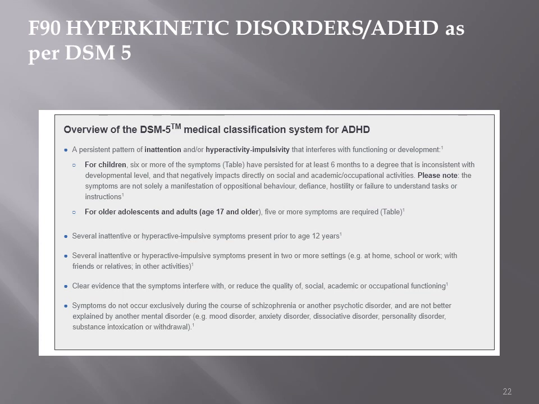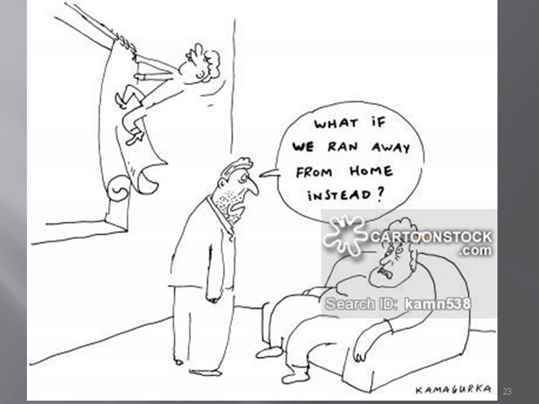There should also be clear evidence that the symptoms interfere with or reduce the quality of social, academic, or occupational functioning, and the symptoms do not occur exclusively during the course of schizophrenia or any other antipsychotic disorder or mood disorder. So the symptoms are primarily of inattention, hyperactivity, and impulsivity, and they're not secondary to any adult type mental illness such as schizophrenia, psychosis, bipolar, or depression, etc.